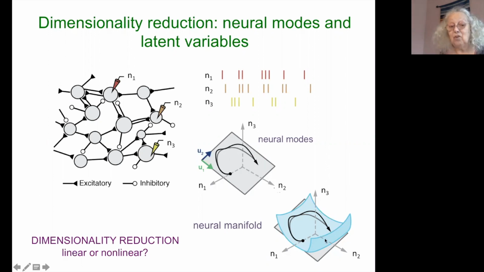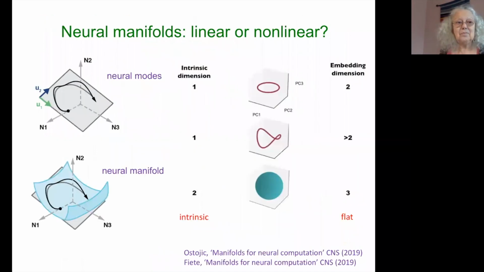But we have to allow, of course, for the possibility that the trajectory is confined to a manifold that is not linear, but is curved. And in that case, we have to be more careful about how we're going to describe that manifold. So the manifolds, as I say, can be linear and nonlinear, but even nonlinear manifolds can be embedded in low-dimensional neural space.